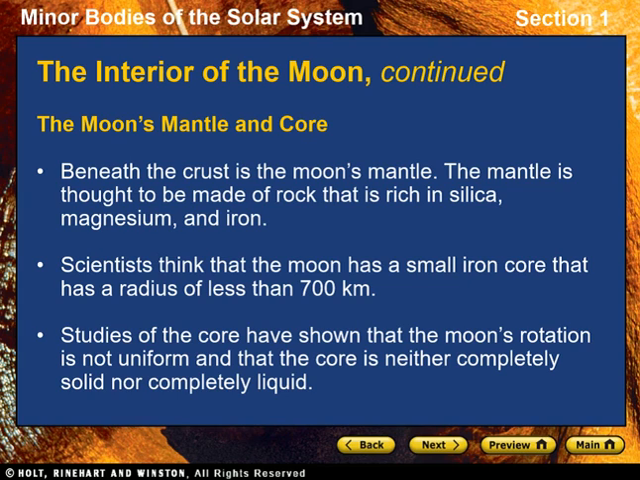When laser beams were bounced off of small mirrors placed on the moon, scientists discovered that the moon's rotation is not uniform. This non-uniform rotation indicates that the core is neither completely solid nor completely liquid. This characteristic might explain why the moon has almost no overall magnetic field. There are, however, small areas on the moon that exhibit local magnetism.